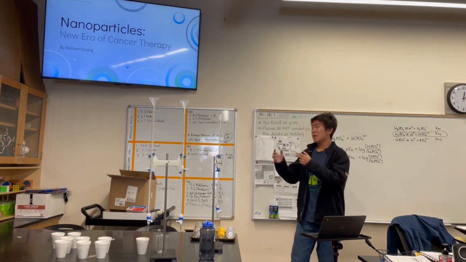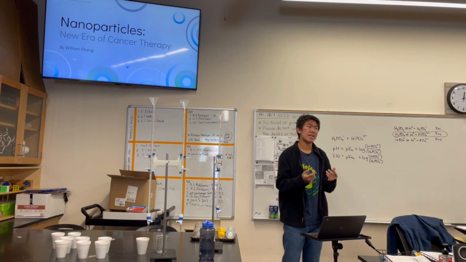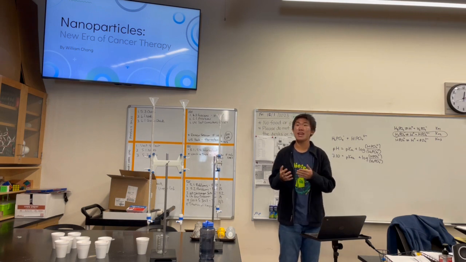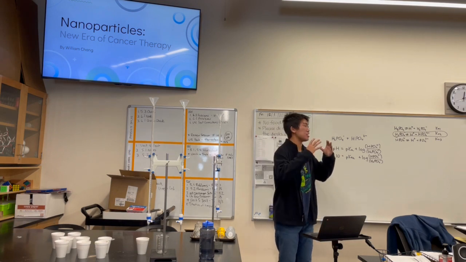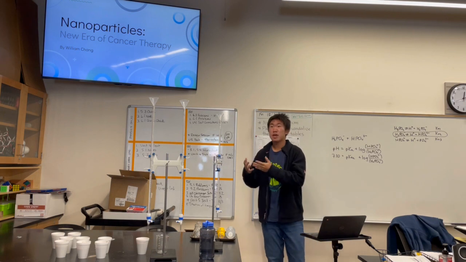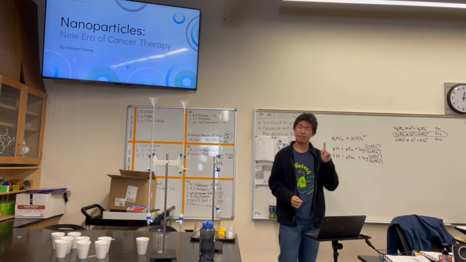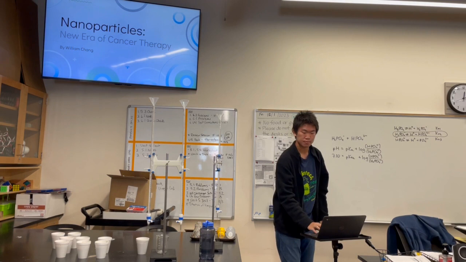Right. So basically, these damaged or mutated cells can't control when and how they divide. So when they divide, they do so uncontrollably, and that forms a mass called a tumor, which may spread to other parts of the body. So this is a very large problem that we are facing.